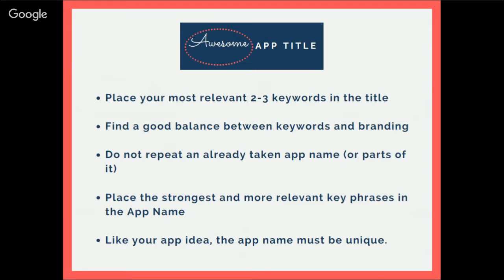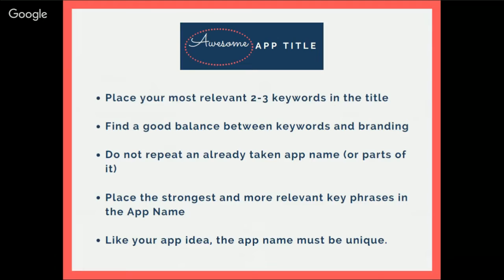I'll come to it in more detail in my example on the next slide. But what I'm trying to tell is that you have to find a good balance between the keywords and the branding. The keyword should not be totally polar from what you are doing in the application; the keywords and the branding should reflect each other, and the keywords have to be put within the title. Do not repeat an already taken app name, because that is going to be rejected by Apple, and place the strongest and most relevant key phrases in the app name, because you have some shortage of space here. You cannot keep adding as many keywords, but you'll probably be able to insert 2 or 3.